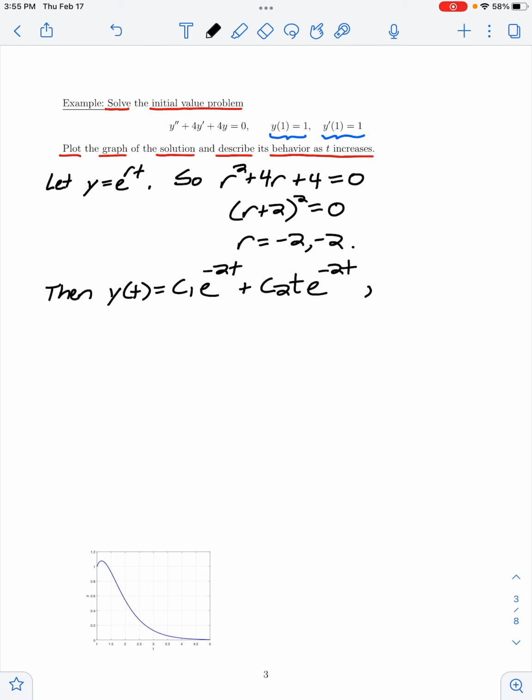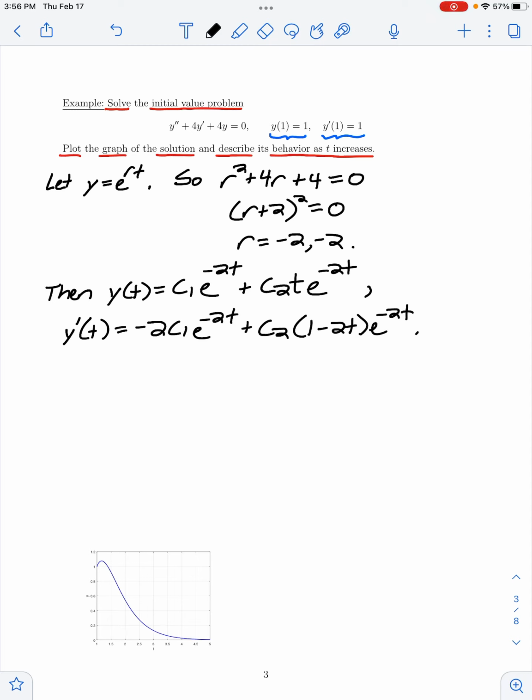And to apply my initial conditions, I also need to find my first derivative, y prime of t. So differentiating the first term by the chain rule, I have negative 2c1 e to the negative 2t plus c2, and applying the product and chain rule, I would have 1 e to the negative 2t minus 2t e to the negative 2t. And from here, I'm ready to apply my initial conditions.